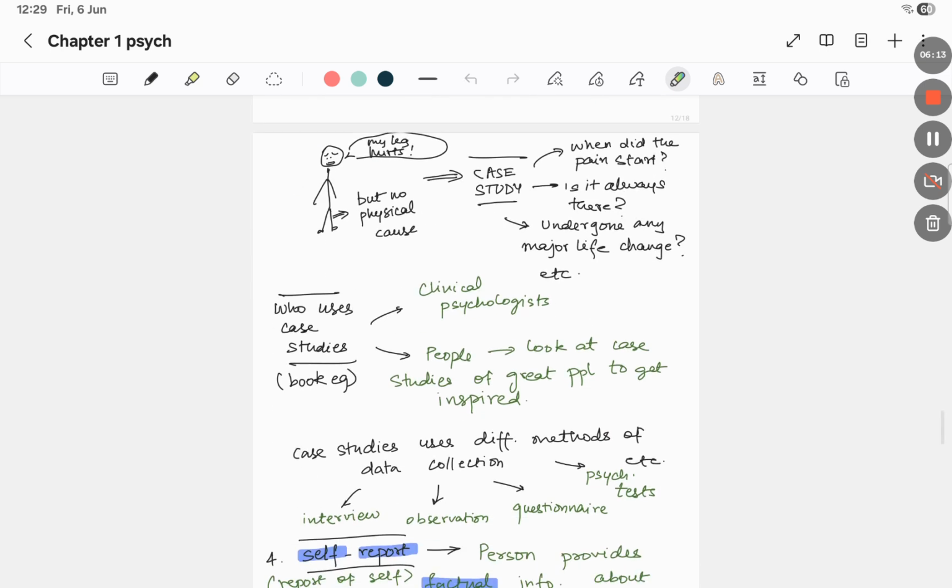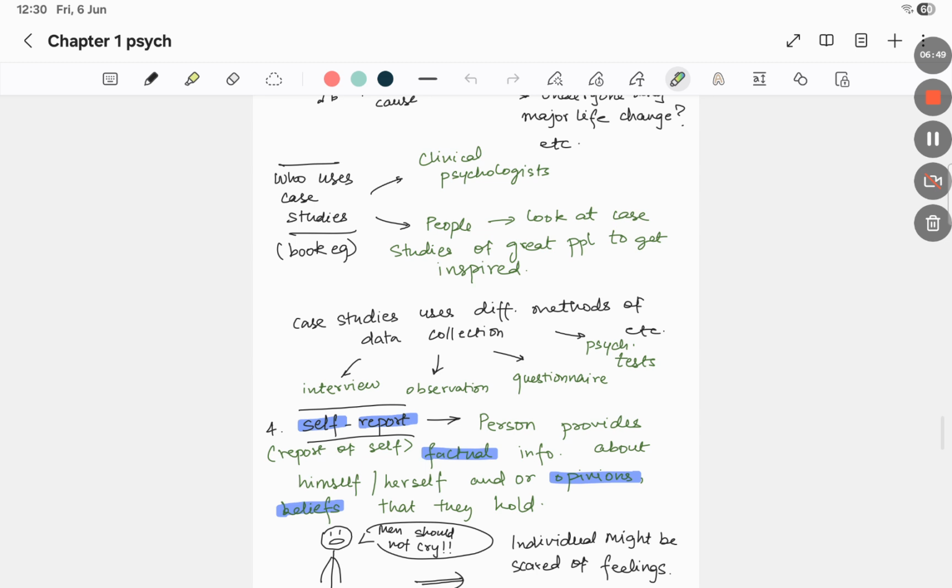Now, who uses these case studies? So clinical psychologists use these case studies to understand their client better so that they can give more curated solutions for them and help them better. And maybe another example which is given in the book is that people use these case studies to look at case studies of great people to get them inspired. Although this, in my personal opinion, does not work really well. But sure, a lot of people do get inspired and start with their journey that way, by getting inspired from looking at very famous people.